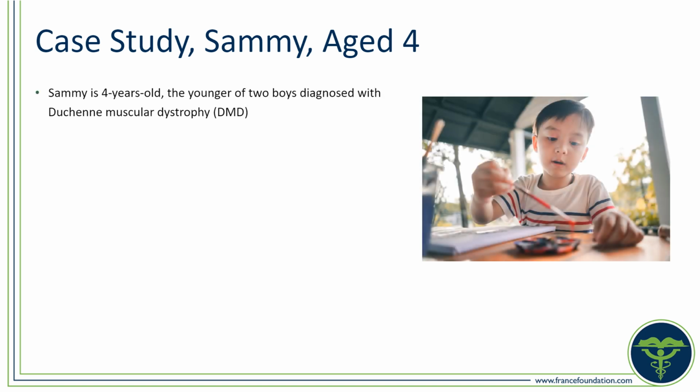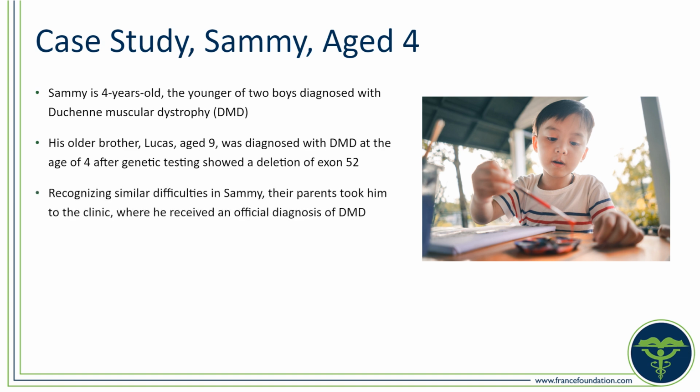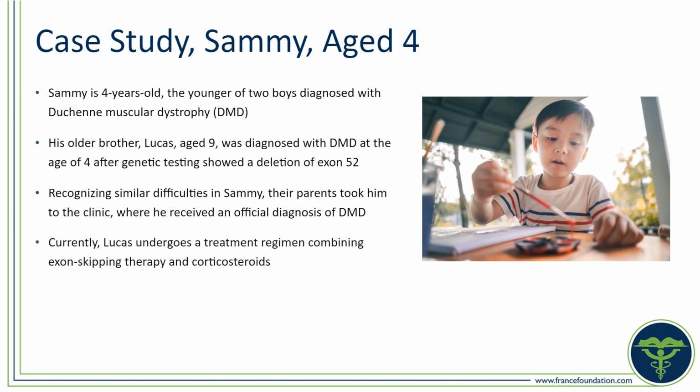He's the younger of 2 boys diagnosed with Duchenne muscular dystrophy. His older brother, Lucas, age 9, was diagnosed with Duchenne at the age of 4 after genetic testing showed a deletion of Exon 52. Recognizing similar difficulties in Sammy, their parents took him to the clinic, where he received an official diagnosis of DMD. Currently, Lucas undergoes a treatment regimen combining exon skipping therapy and corticosteroids.